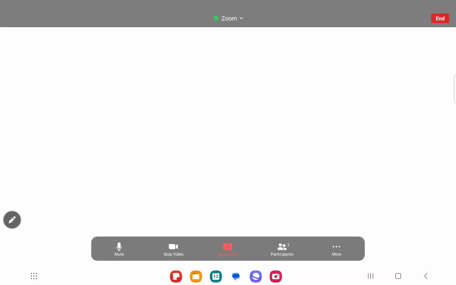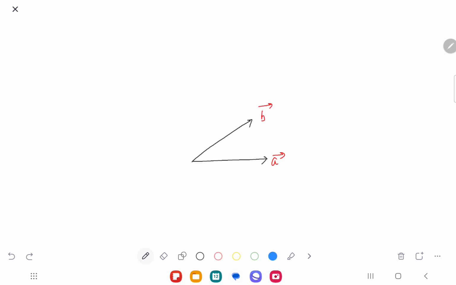What is the physical significance of the cross product? The physical significance of the cross product is this: if we have this vector A and this vector B, then A cross B shall give me what, Atul? A cross B shall give me the what?